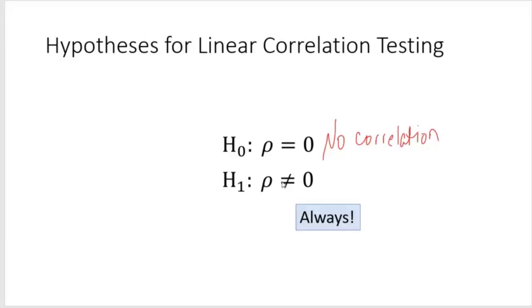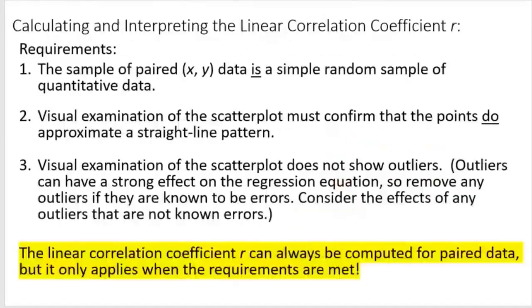Then the alternate hypothesis would simply be that there's some correlation. We're not saying if it's strong, but we're simply saying that there's not none. So there is some correlation. And you don't have to make any guesses about this. This is always the way you're going to write your hypotheses. The null is that rho equals 0. The alternate is that it doesn't equal 0.